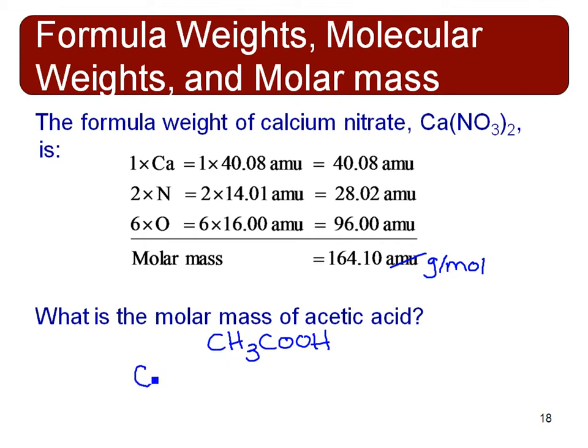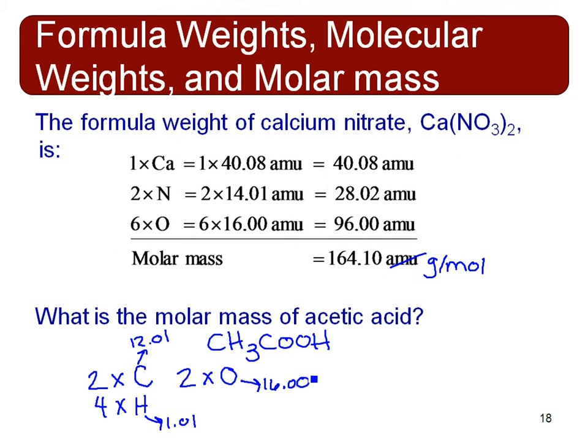So we've got 2 carbons, we've got 4 hydrogens, and we've got 2 oxygens. If we look up carbon, it's 12.01. Hydrogen is 1.01 AMU or grams per mole, and oxygen is 16.